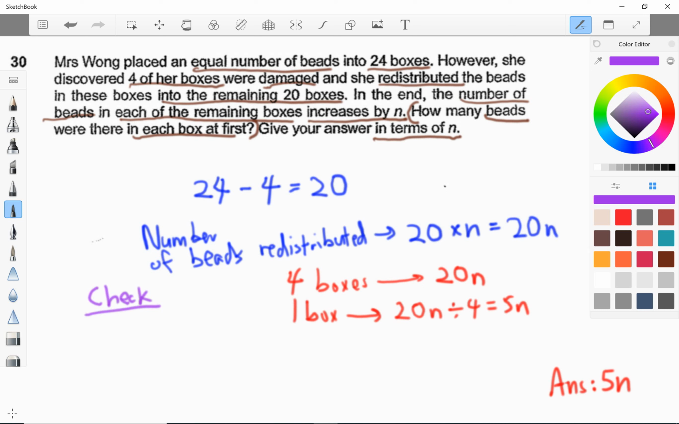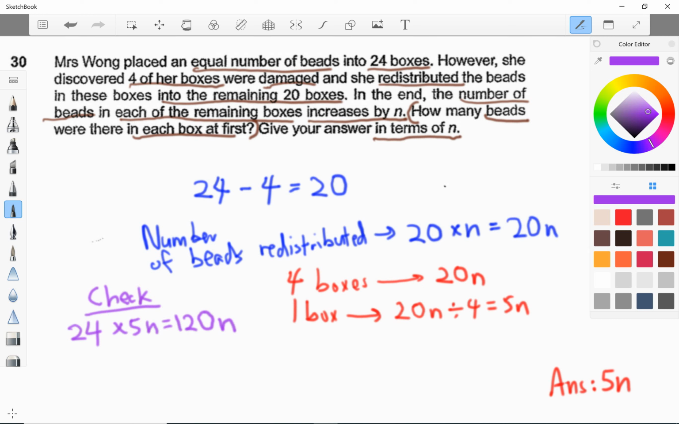Given that there are 5n bits in each of the boxes, and at first I have 24 boxes, this will mean that my total is actually 24 times 5n, and this will give us 120n. So the total number of bits at the start is 120n. So given that right now, the 4 boxes were actually damaged, and this 20n had to be redistributed.